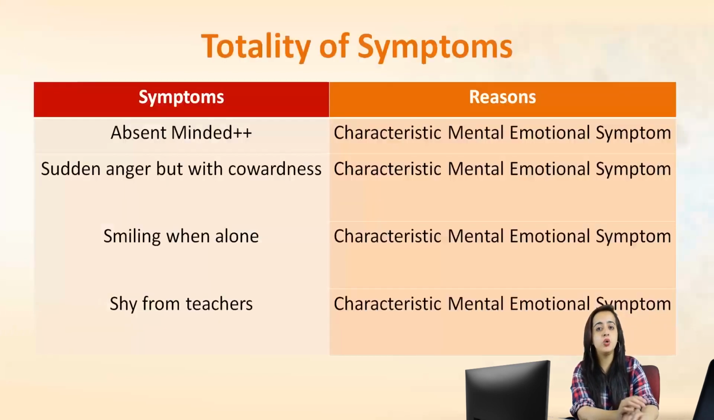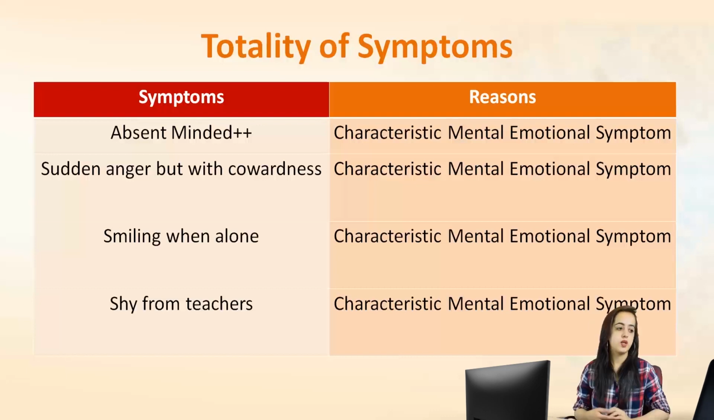Let us now have a look at the totality of symptoms. We have considered absent-minded as the first symptom because it was the most marked symptom present in the mental picture. Second, we have sudden anger but with cowardice. Now, this is a complete symptom in itself. We have not taken sudden anger as one symptom and cowardice as another symptom. Here, the mother specifically told us that he gets very angry but gets scared when it's time to confront someone or to talk to someone about the cause of the anger.